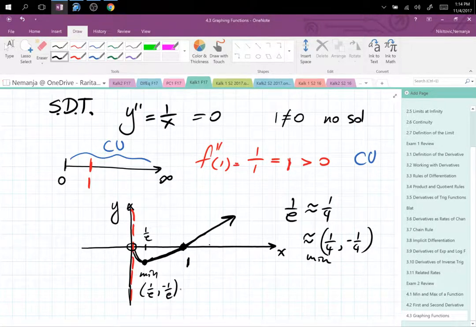So again, 4.3 graphing functions. We did not learn anything new. We took all of the concepts from before, put them in a list, and then you have your checklist, and you go check, check, check, check, check, find everything, and then just put it all together on a graph.